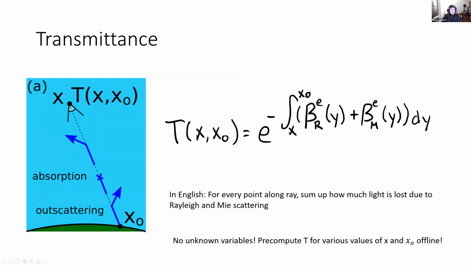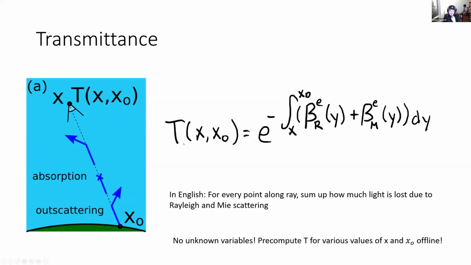So just to go over a little bit more. Here's the transmittance, which, reminder, is just along a ray, how much of the light actually reached you and didn't get scattered away. This is the way to calculate that. It's an exponential of the integral from your starting position to your end position of the ray. For every point along there, sum up the extinction factor of Rayleigh scattering at that point along the ray, and the extinction factor of the Mie scattering at that point. And then you get that sum, do an exponential of it. That gives you your transmittance.